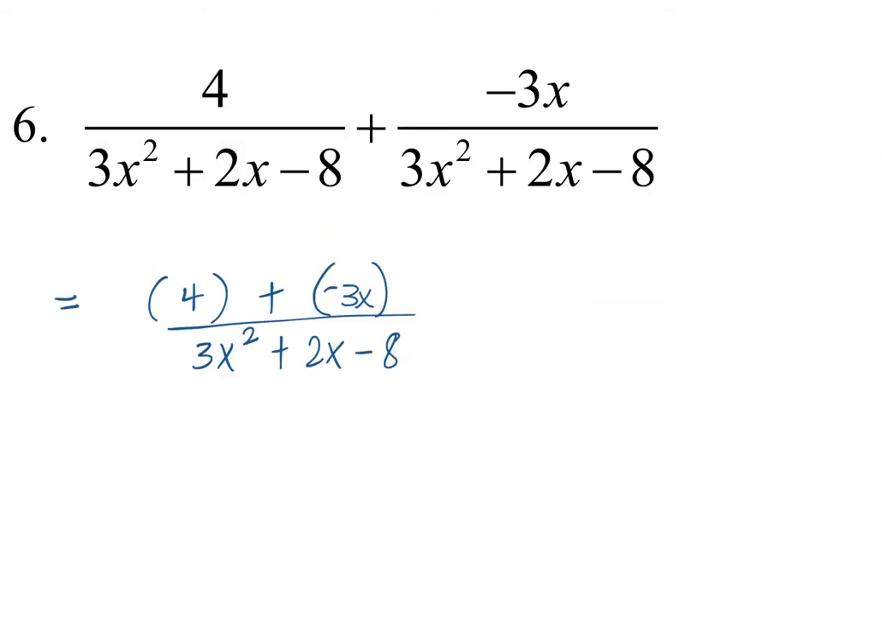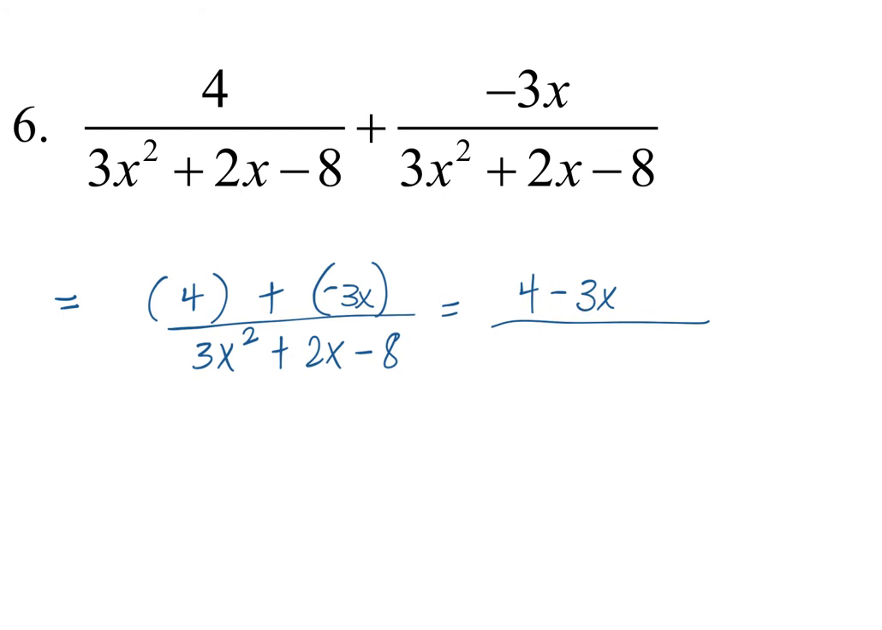On number 6, we're still dealing with the same denominator. So make one fraction, put that denominator as your common denominator, and just perform the operation in the top. So 4 plus negative 3x, which comes out to be 4 minus 3x. And I'm going to try to factor the trinomial in the bottom because I know it probably is going to end up doing that. Now, this 4 minus 3x right here does not factor.